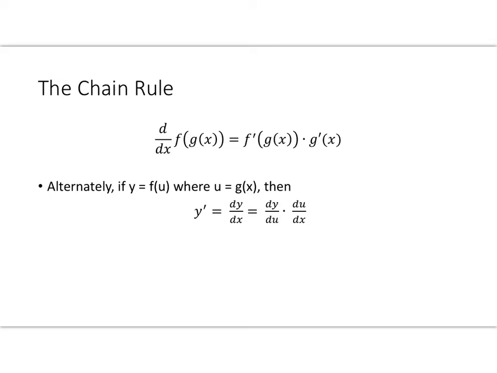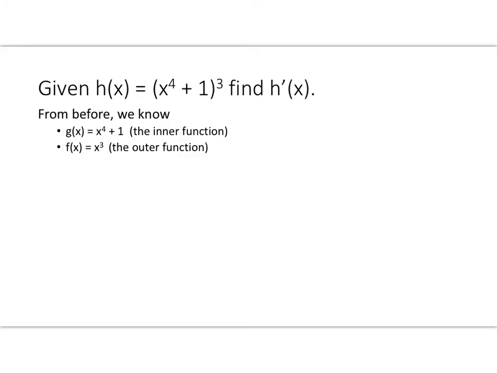So when I'm taking the derivative of a composition of functions, I take the derivative of the outer function times the derivative of the inner function. Now the notation I find more confusing than just actually working through the problems. Okay, so going back to that original function, I said g of x is x to the fourth plus 1, f of x was x cubed. That notation can get a little bit confusing.